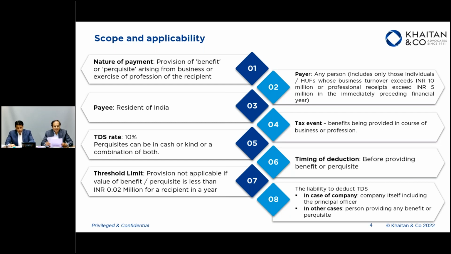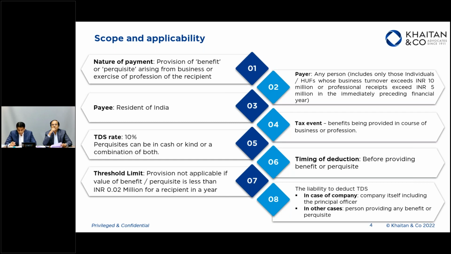Thanks for that, Sanjay. So coming to the scope and applicability of the provisions, what we've done is very quick bullet points, quick and dirty, working on how the provision is to work. As Sanjay explained, the nature of payment is a benefit or a perquisite that arises from business or exercise of the profession. The payer needs to be any person and individuals who are generally in tax audits. The payee has to be a resident of India. The tax event, or the time when I need to withhold taxes, is when the benefits are provided.